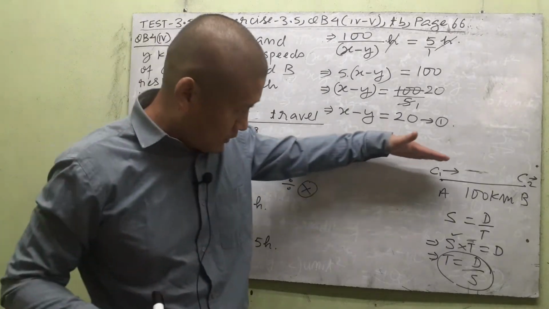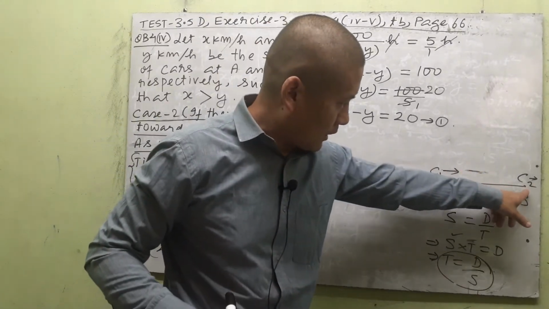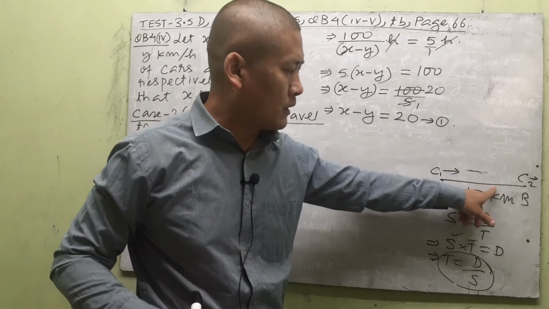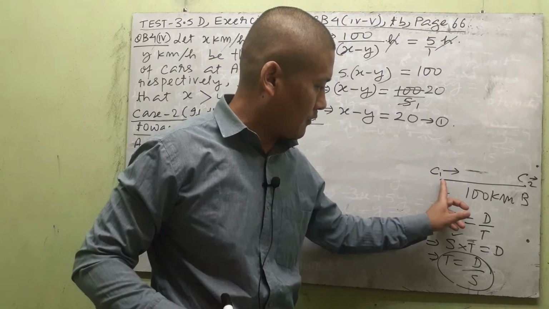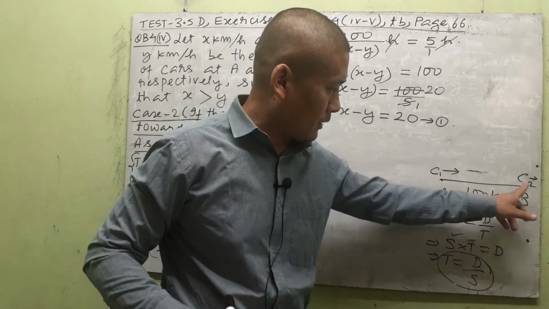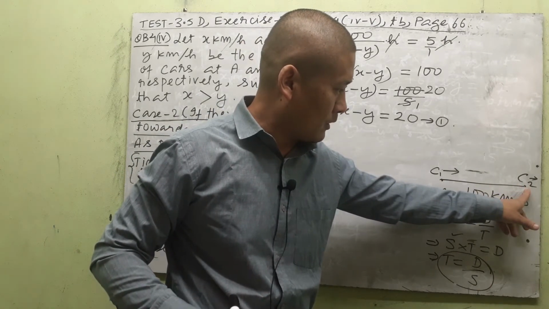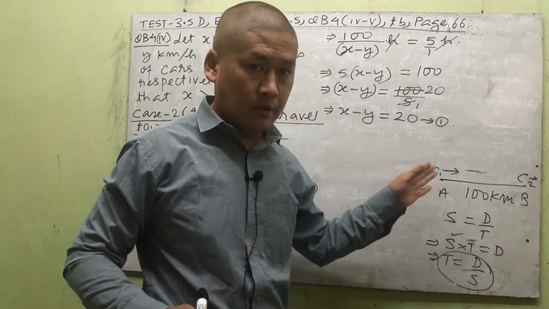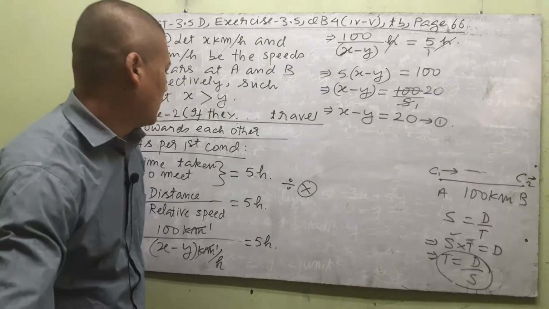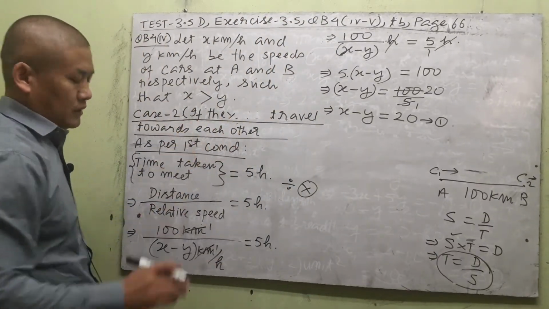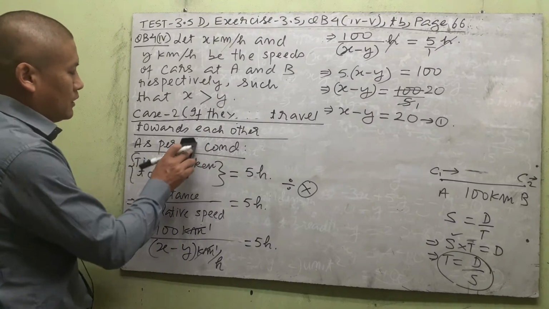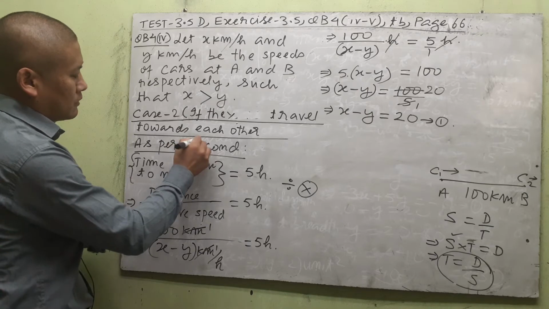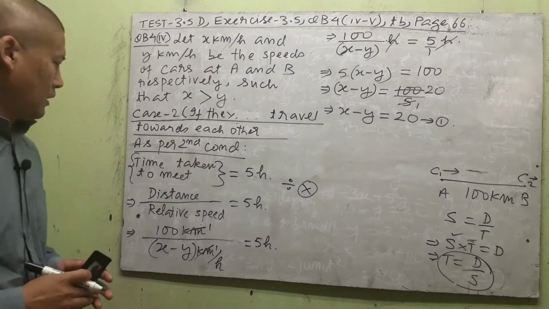The car A is traveling from left to right, and the car at B is now approaching the car at A, moving from right to left. Car at A moving from left to right, and at B the car is moving from right to left. So towards each other means opposite direction now. Then according to case 2, as per the second condition, you can write this down.